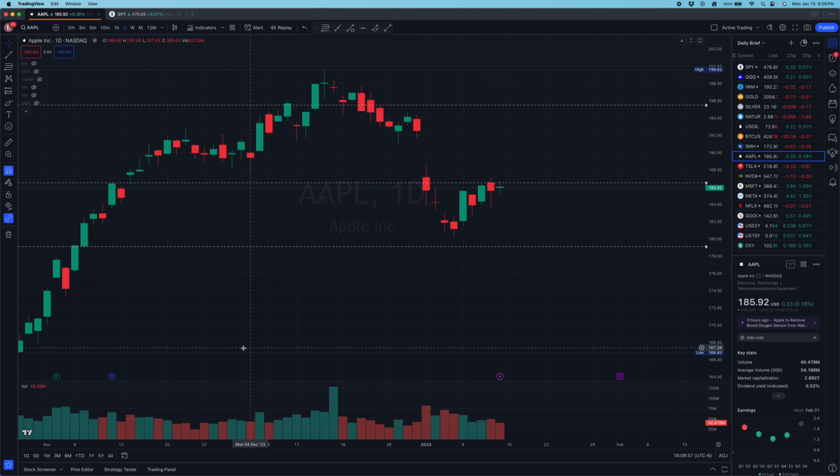So the volume tells us a lot about what's going on in the price action. This gap right here, you notice this gap had fairly low volume.